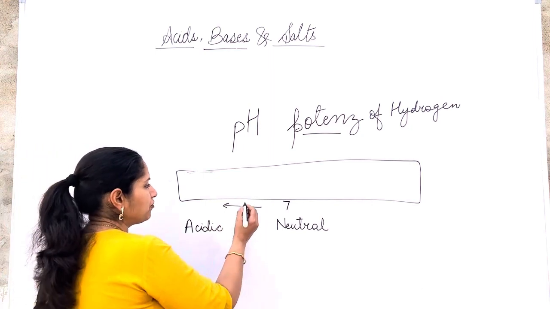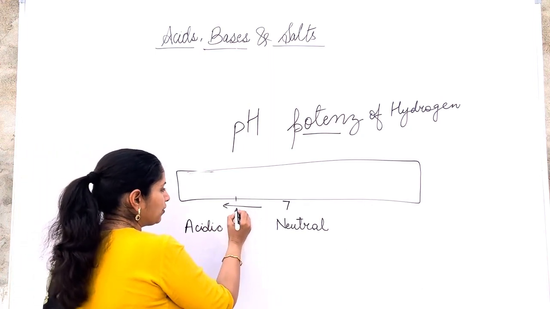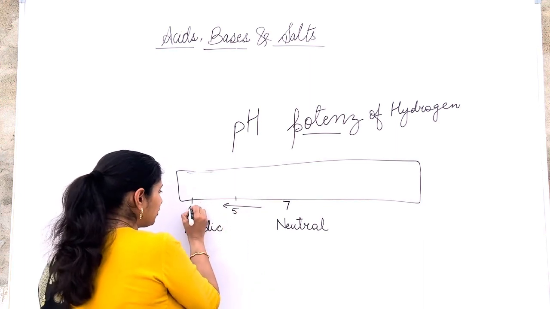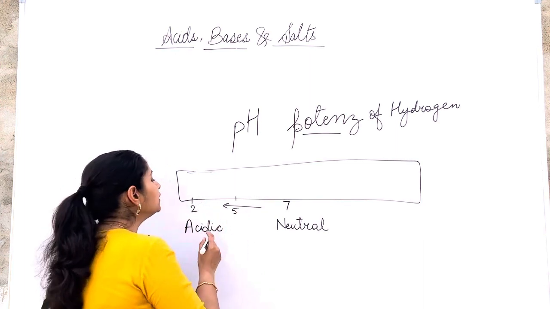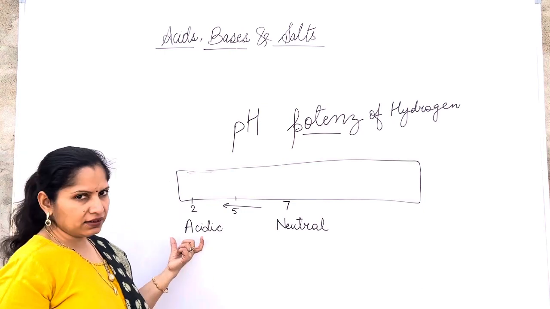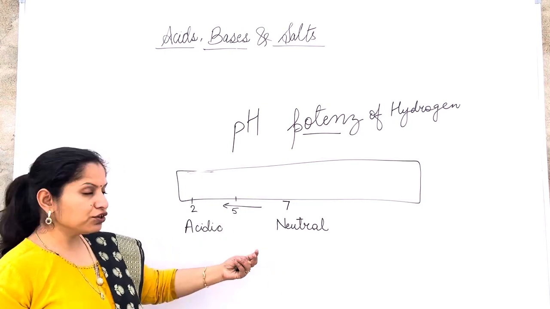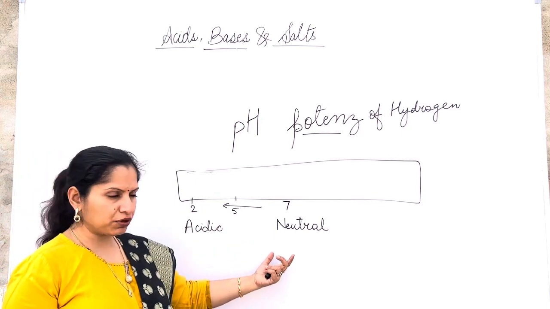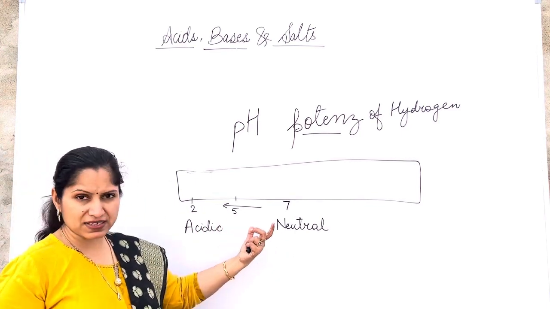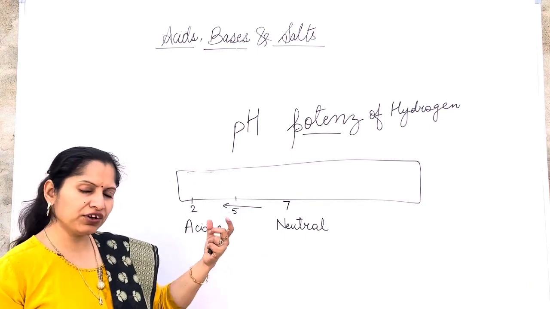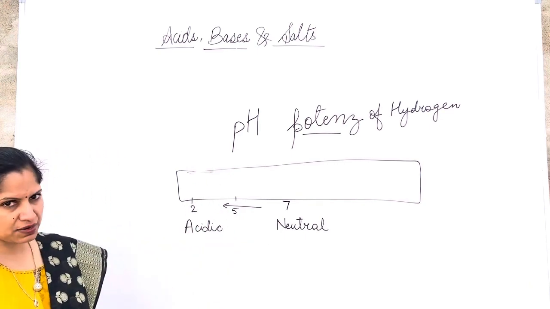For example, if you have two substances, one is having the pH say 5 and another one is having pH 2, which one will be more acidic? The one that is having pH 2 is more acidic. So by this pH paper, we can find out which substance is acidic and basic, as well as how much acidic it is. Different color changes are there for different substances.